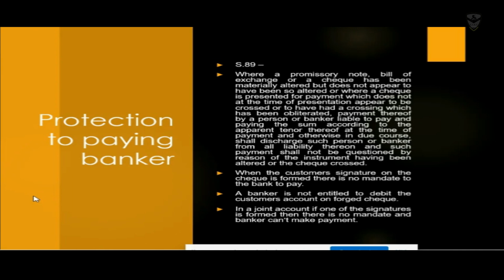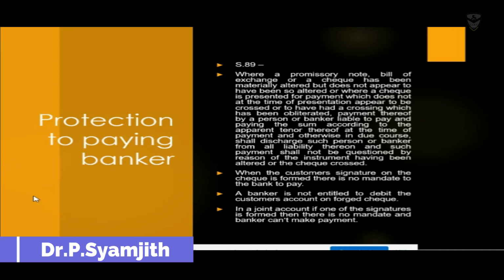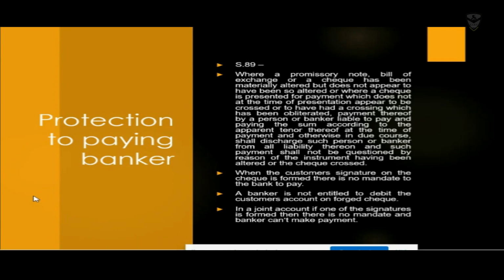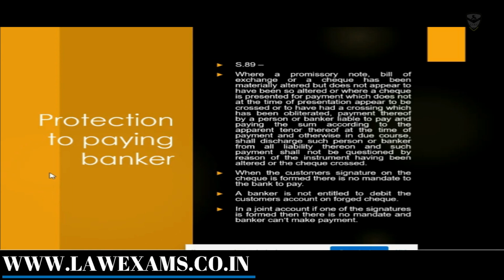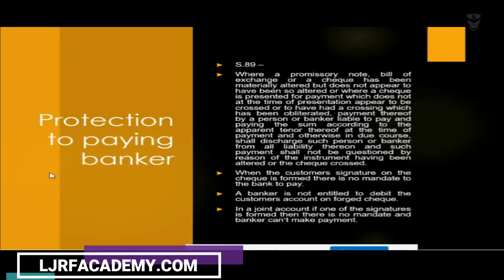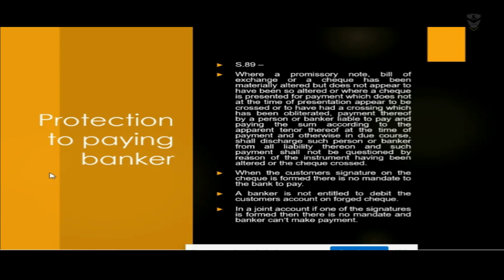When the customer's signature on the check is forged, there is no mandate to the bank to pay. The question is, suppose later on it is found that the signature is forged, whether the bank has got protection. If the signature is forged, then the bank does not have any mandate to act on the basis of the instrument. So in case of a forged signature, the bank is not entitled to receive any protection. The bank will have to pay compensation to the customer. A banker is not entitled to debit the customer's account on a forged check.